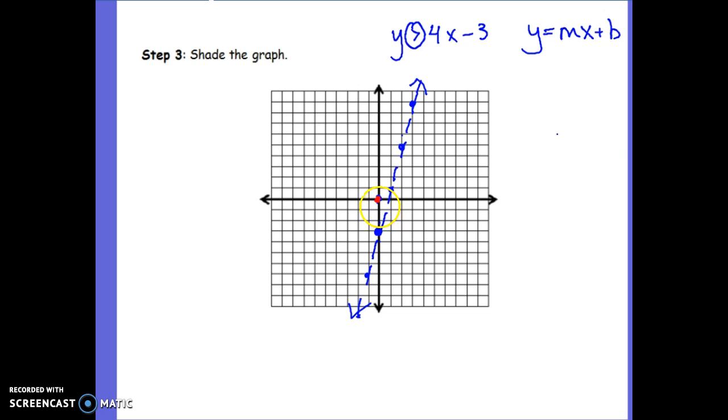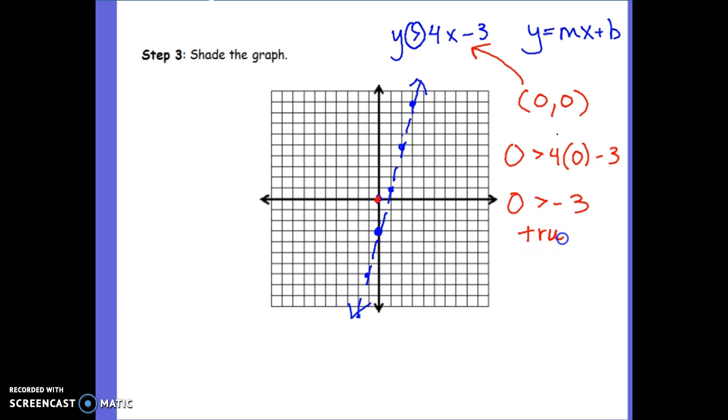This point's going to help me decide what side to shade. If I test this point and it's true, then I'm going to shade the side of the line that has 0, 0 included in it. But if I test it and it's false, then I'm going to shade the other side. So our test point is 0, 0, and again, it doesn't matter what test point you pick. You just plug this value into the inequality. So my y, 0, is greater than 4 times my x, which is 0, minus 3. 0 is greater than negative 3. Is 0 greater than negative 3? Yes, it is. So that's a true statement. So that means the side where 0, 0 is, because it's true, is going to be shaded.